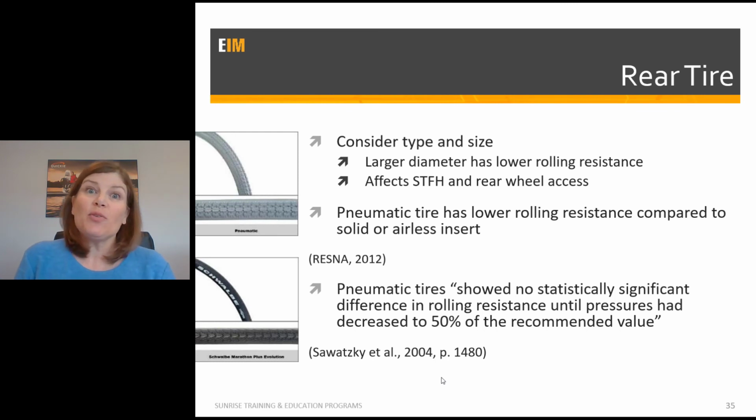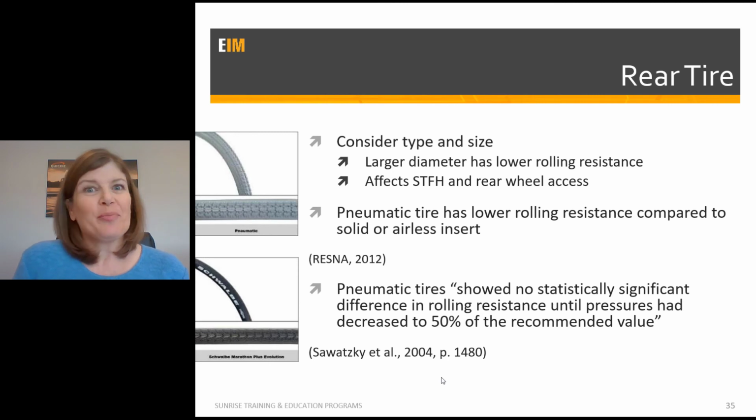I also have choices in terms of rear tires. So we need to think about the type and the size of the tire that is being prescribed for an individual. As I said earlier, a larger diameter tire will have lower rolling resistance. And so this is going to affect the seat to floor height and rear wheel access for a client.